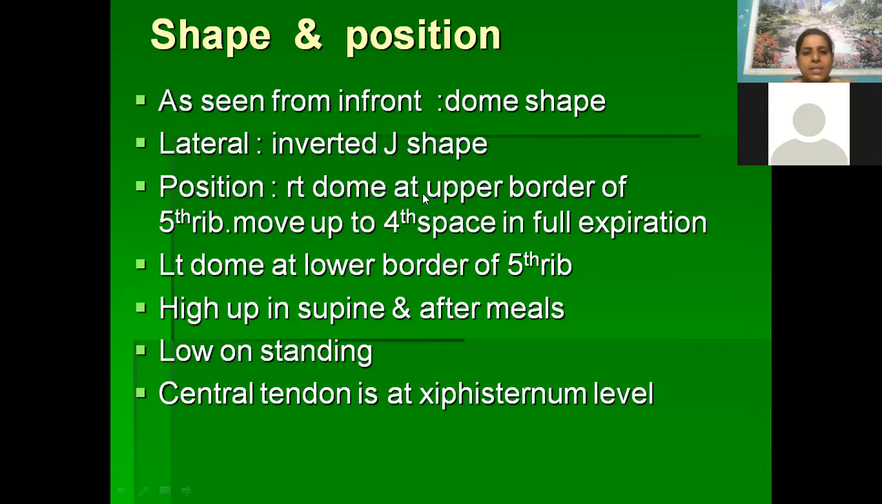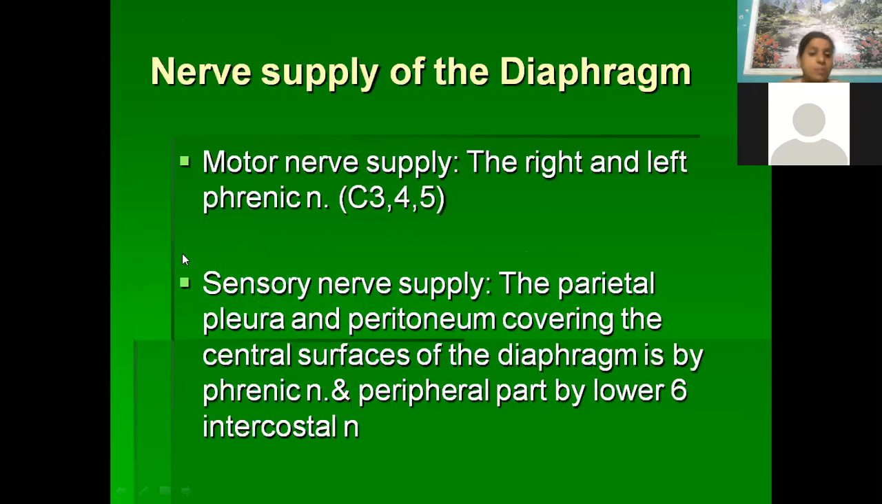The right dome is at the level of the fifth rib, and moves up to the fourth space in full expiration. The left dome is at the level of the lower border of the fifth rib. Here, this is the upper border and this is the lower border. High up in supine, all this is not required. Nerve supply is important. For motor nerve supply, you just remember phrenic. The word phrenic itself indicates the diaphragm. It is both sensory and motor. In sensory also you got the phrenic nerve, in motor also you got the phrenic nerve. Just write phrenic nerve, it is enough.